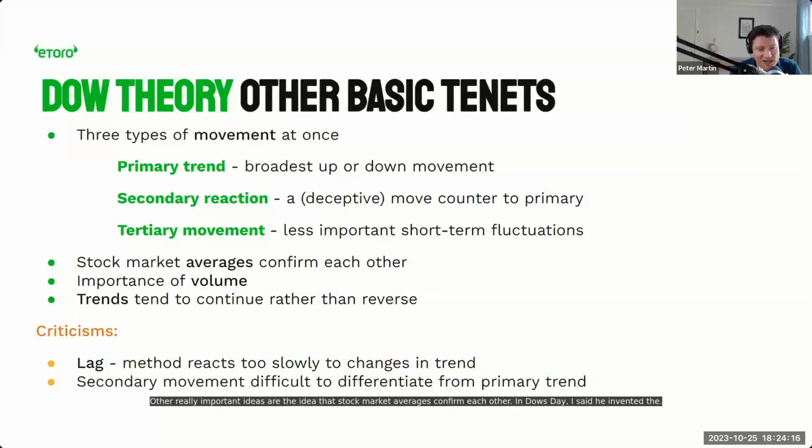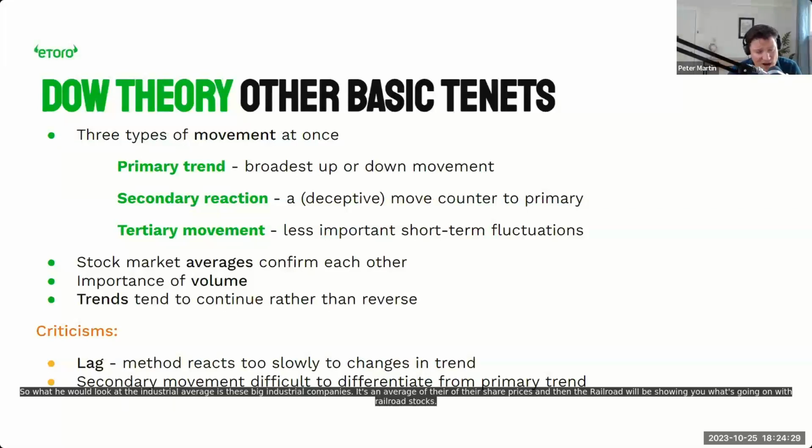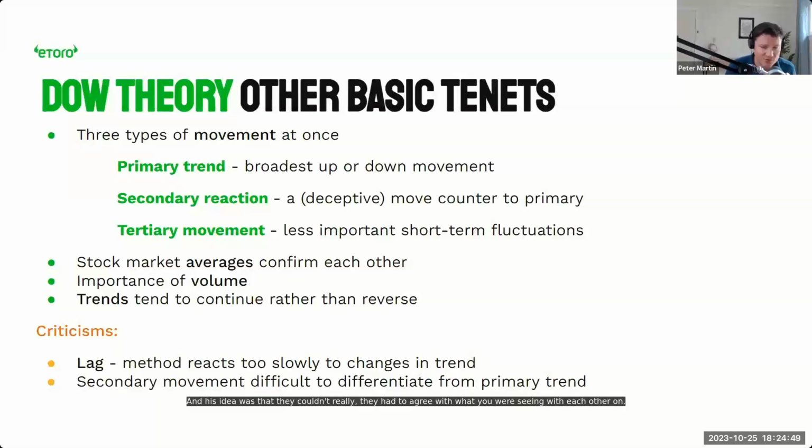Other really important ideas are that stock market averages confirm each other. In Dow's day, as I said, he invented the Dow Jones Industrial Average and the Dow Jones transport average. The transport one he quickly changed into being a railroad average. The industrial average is these big industrial companies, an average of their share prices, and the railroad average shows you what's going on with the railroad stocks. His idea was that they had to agree with each other.